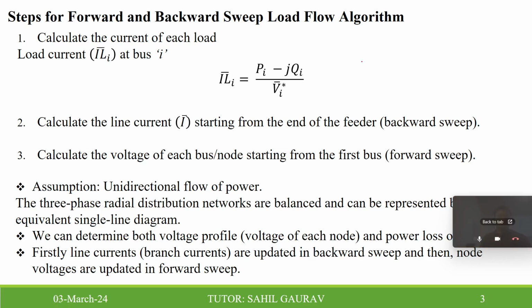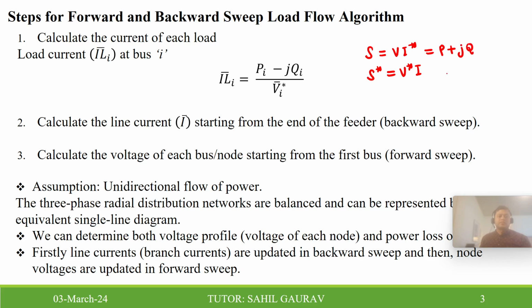From this expression, we know that apparent power is equal to V into I conjugate. So S is equal to V I conjugate, that means P plus jQ. And if you take the conjugate of the apparent power, then it becomes P minus jQ.